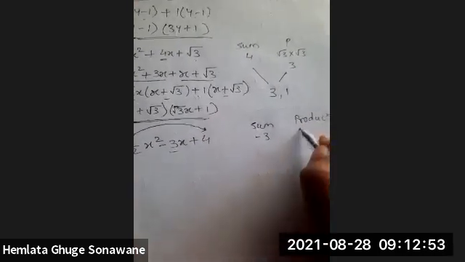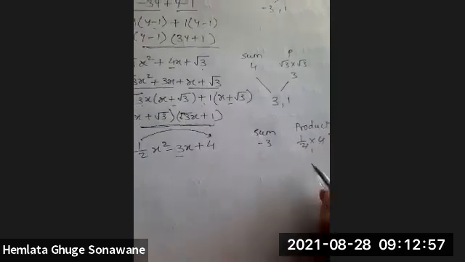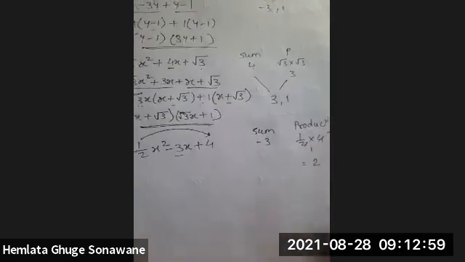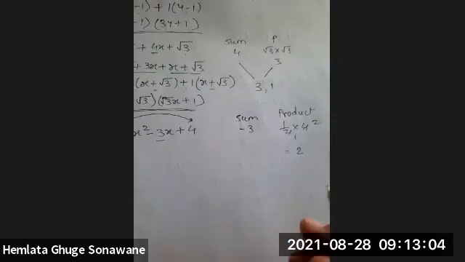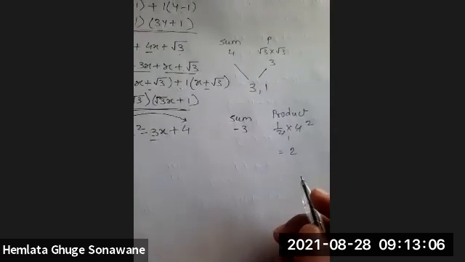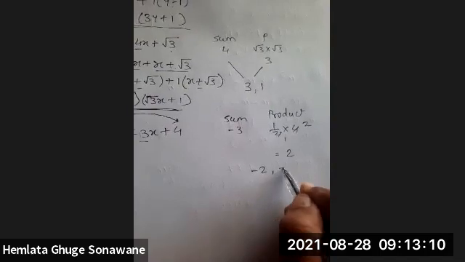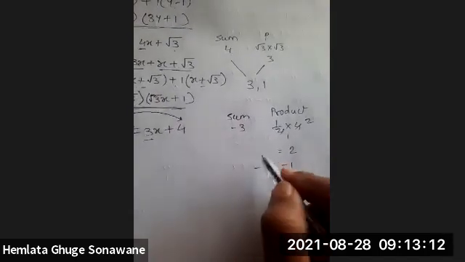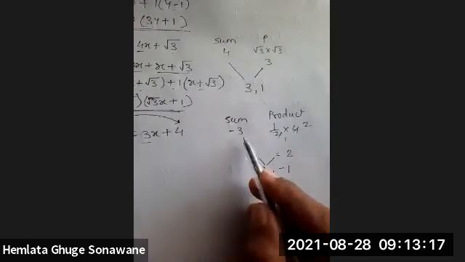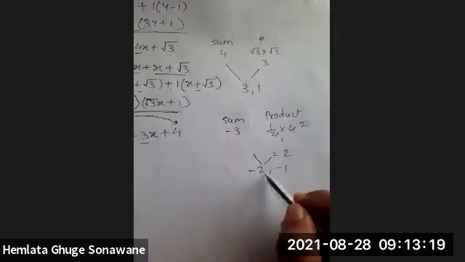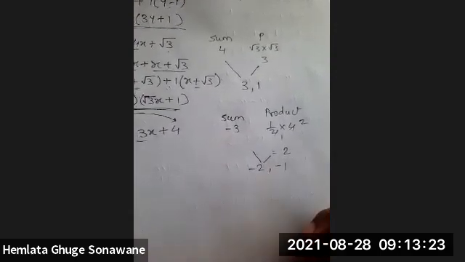That is 2 1 the 2, 2 2 the 4. So the product should be 2. So we'll take minus 2 and minus 1 as factors. Okay, minus 2 and minus 1 become minus 3, and minus 2 into minus 1 becomes 2.